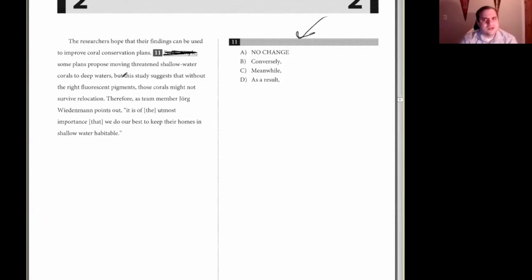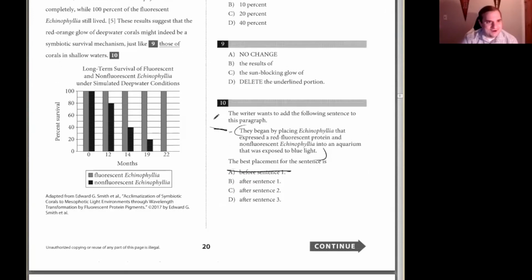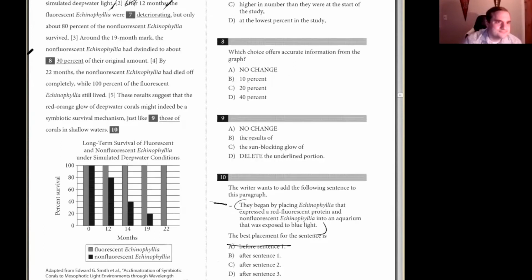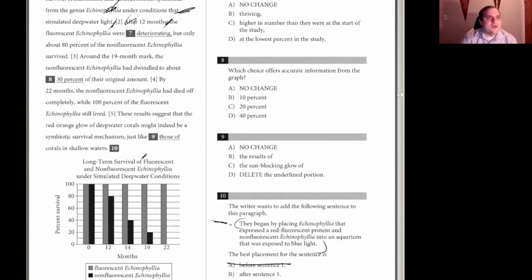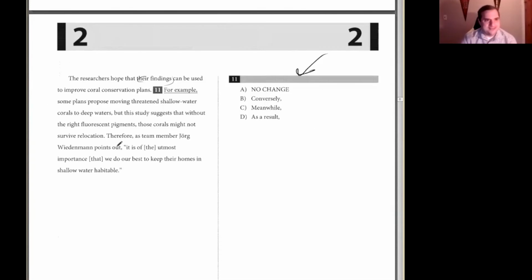All right, I'm gonna need to look up what on earth their findings are. We're gonna take a step back and look up what their findings are because that is not clear. These results suggest that, all right, so what were the findings? The findings were that the glow was a survival mechanism. Okay, that's the findings. Researchers hope that that finding can be used to improve coral conservation.